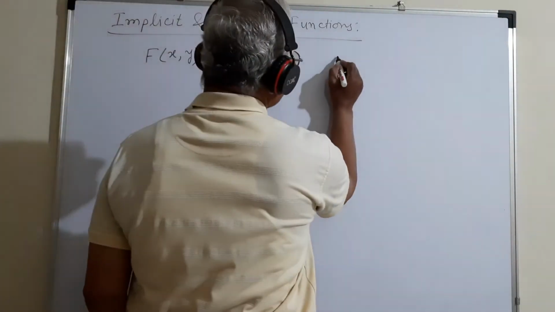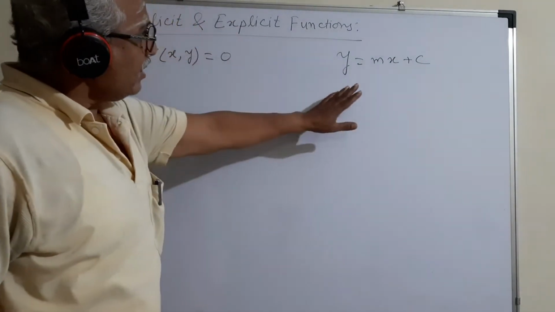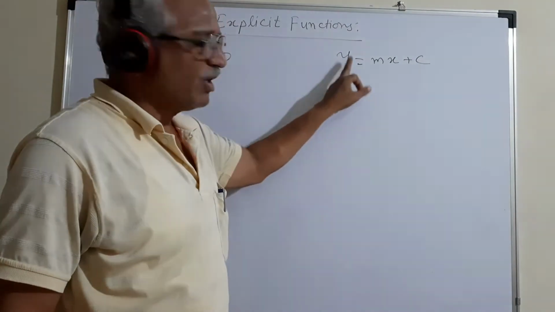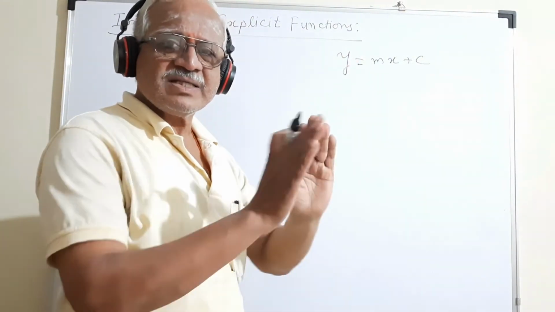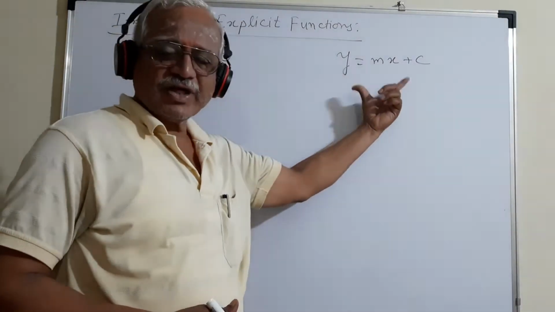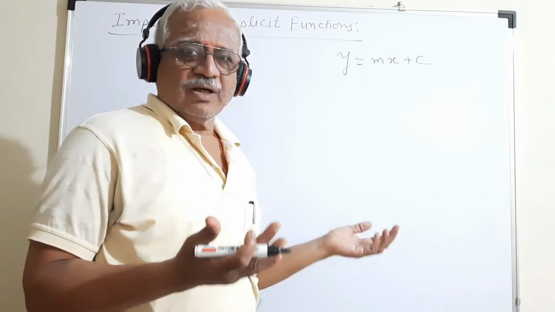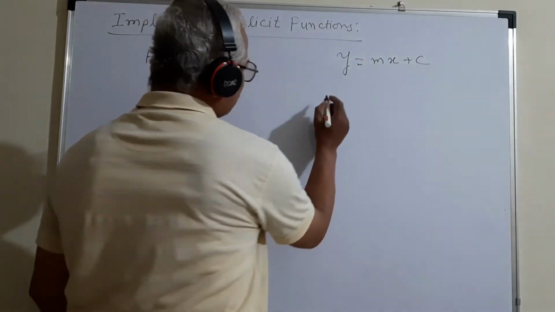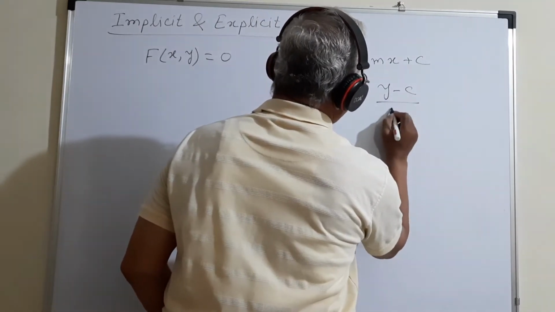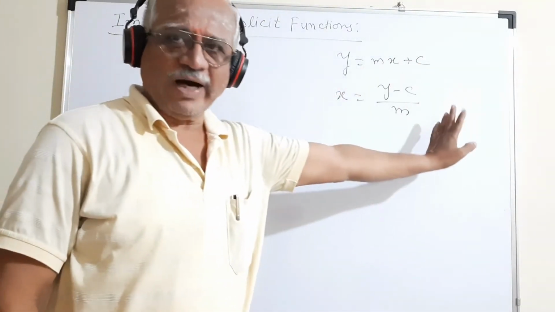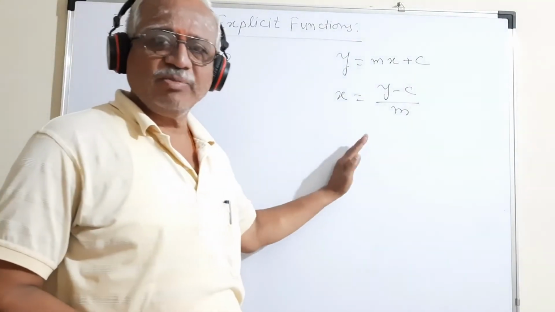For example, if we consider the equation of a straight line, the simplest equation, say y equal to mx plus c. Here on the left hand side of this equality sign we have the variable y, and on the right side we have the variable x. So the terms of x and y are separated from one another completely, and such a function is said to be an explicit function. Here y is expressed in terms of x. Similarly, we can express x as a certain function of y. So this will be y minus c upon m. So here x is expressed in terms of y. So x and y are completely separated, completely isolated from one another. So such a function is said to be an explicit function.